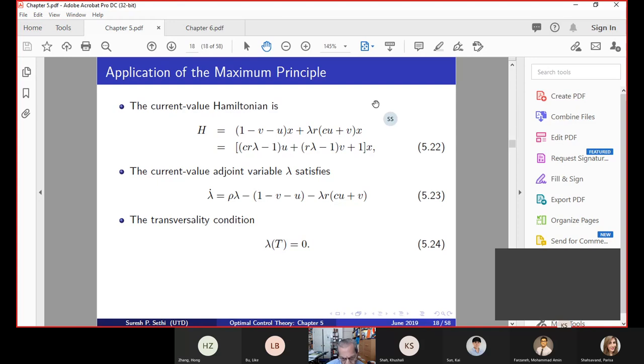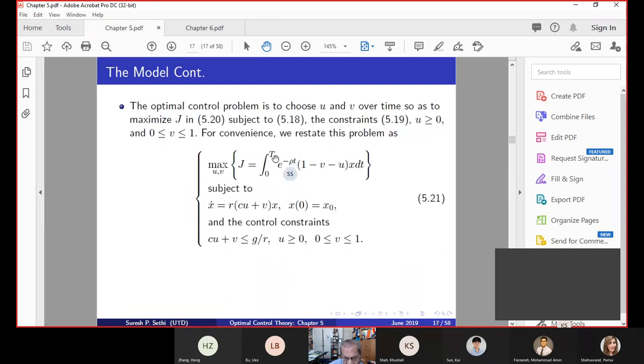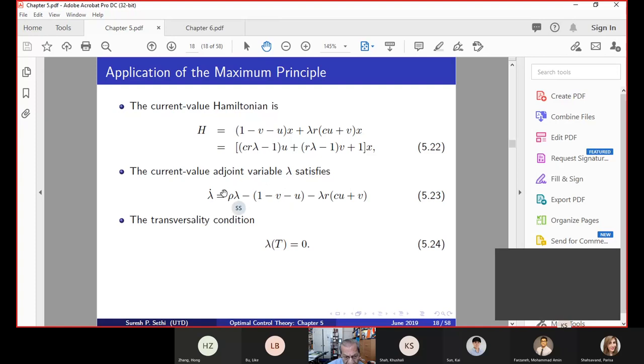Okay, so we collect the value. This is the Hamiltonian that we want to maximize at each point in time. And lambda dot, which is the adjoint equation, is, remember, we're using the current value formulation, so there's e to the minus rho t. Because of the current value formulation, we have lambda dot equal to rho lambda minus the Hamiltonian derivative with respect to x. And that with respect to x just comes down to this value here.